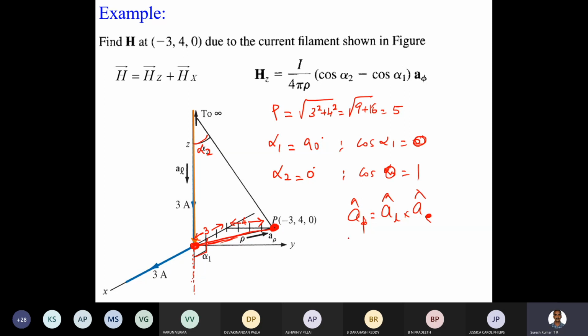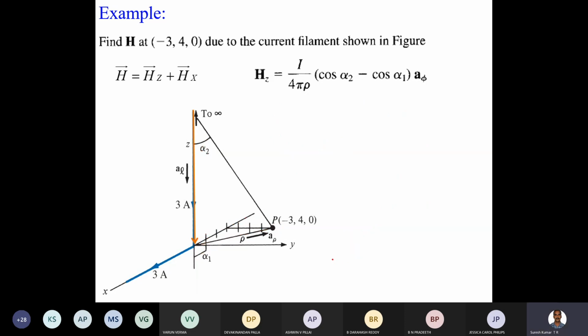Now, first let us find the radial vector, a rho vector. Please give me the equation for a rho vector. I will clean this page, otherwise it's difficult for me. Now, the focus is calculating a phi. So, it is dL vector cross a rho. Now, what is the dL vector? In which direction is the current flowing? What is the dL vector in this picture? Minus az. Exactly, it is minus.